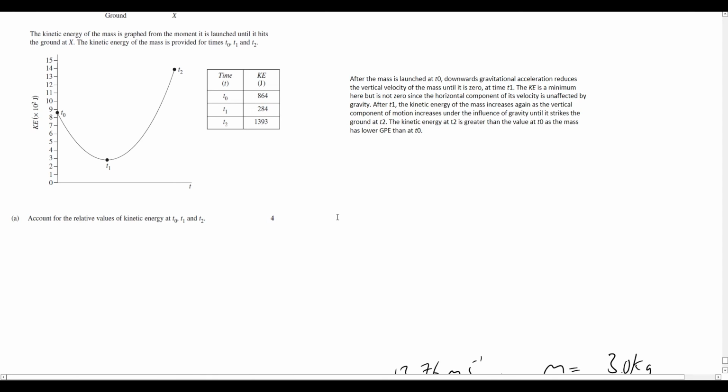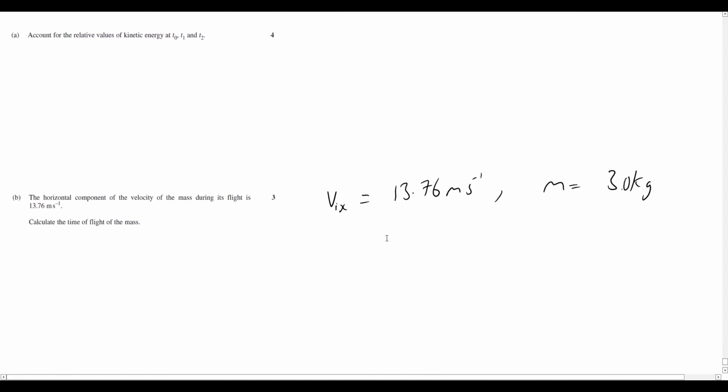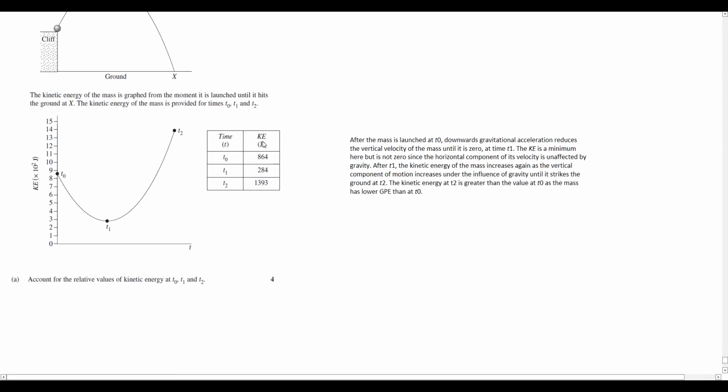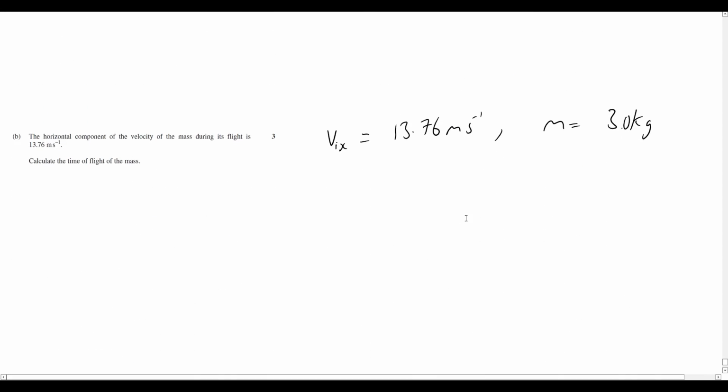Okay, so what we can start looking at now is, what's the kinetic energy associated with the initial y velocity? So this is getting a little bit tricky here, but we know that since it starts with 864 joules, and then it will decrease until it gets down to 284, then we can work out that the initial y velocity has a kinetic energy corresponding to that difference in that table there.